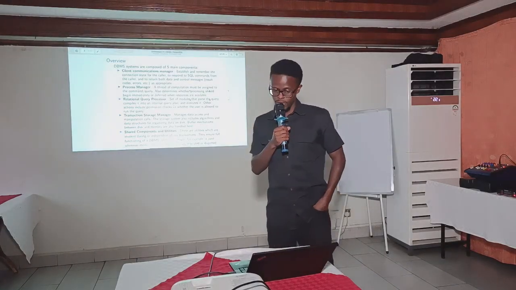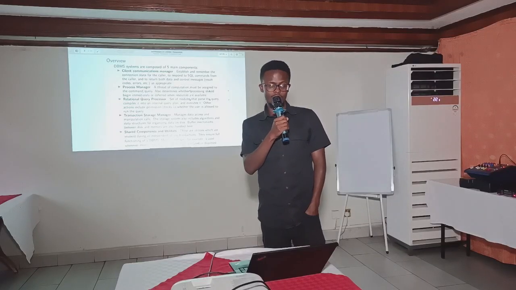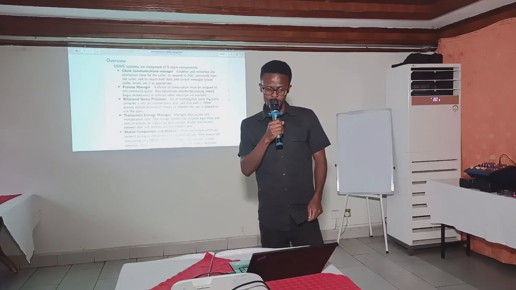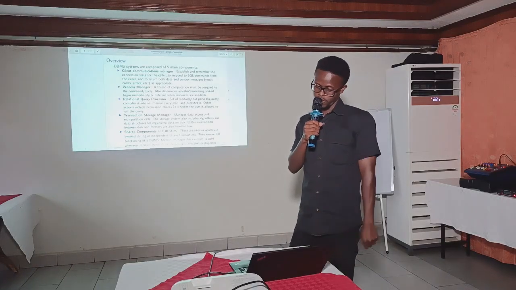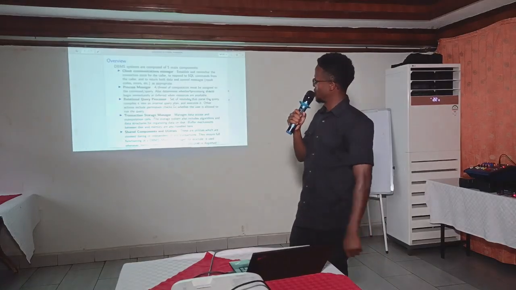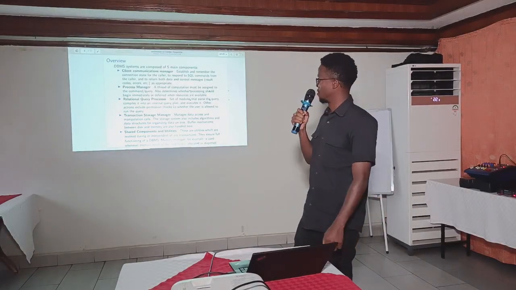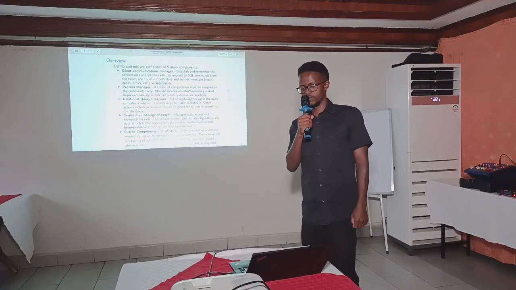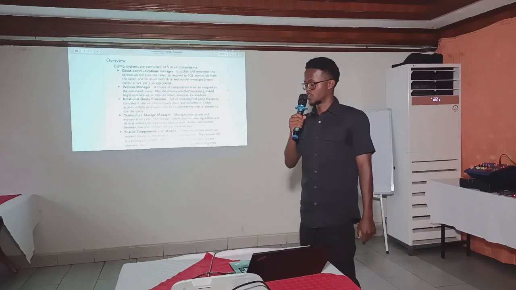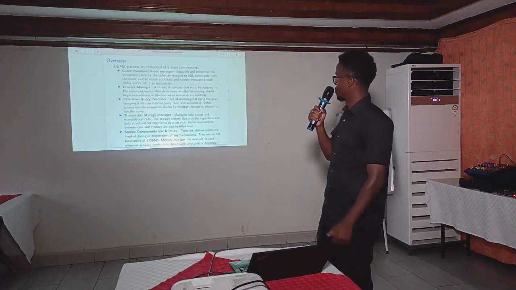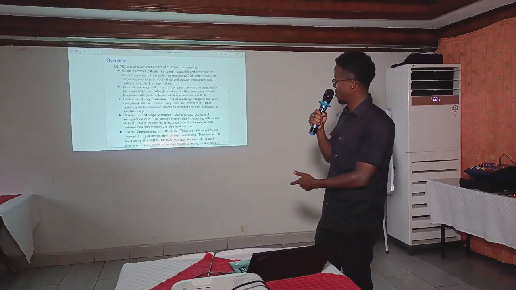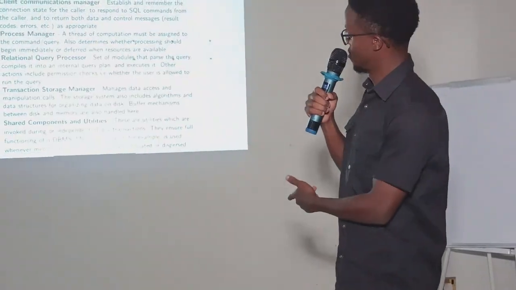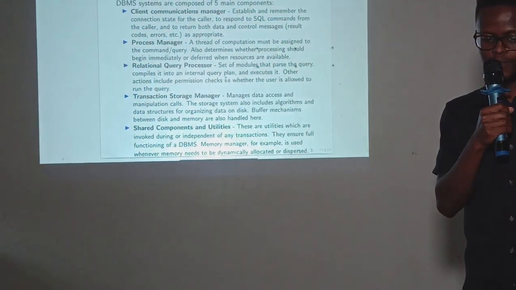We have the overview. Database management systems are composed of mostly 5 main components. The first component is the client communications manager. As you can see, it establishes and remembers a connection state for a caller. This will be any client that is calling the database. It also responds to the SQL commands from the caller and returns both data and control messages. These are the errors, the codes, all that.